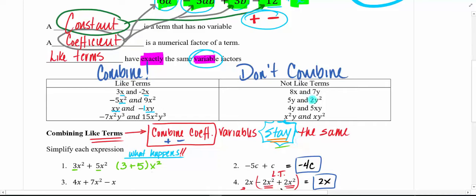All right, so a couple quick examples of not like terms. X and y, not the same. Y and y squared, not the same. Y and xy, not the same. X squared y and xy squared. Notice the placement of the square matters here. This indicates this x is squared. This indicates over here that the y is squared. So they're not the same exponents. All right, so now we're pretty clear on what like terms and not like terms are.